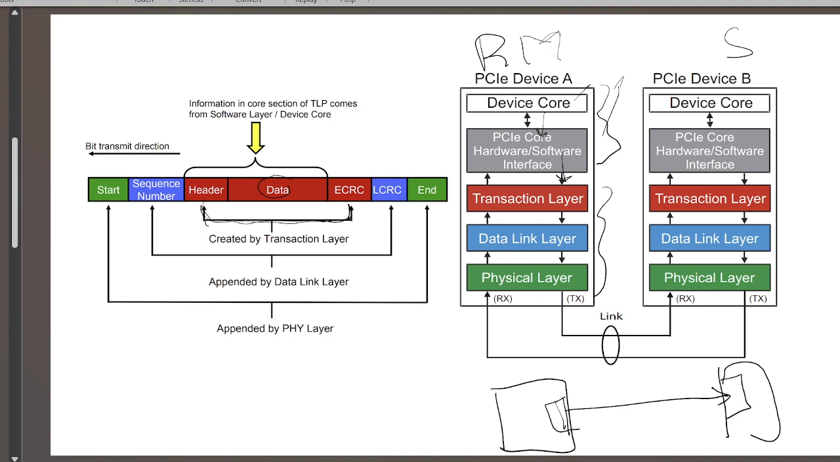So the transaction layer, from whatever data is coming from the top layers, will add a header and ECRC to that data. After the transaction layer packet is generated, it goes to the data link layer. The data link layer adds a sequence number and LCRC. After that, the physical layer will add a boundary condition. It will mark the start and end, like when the packet is going to start and when the packet is going to end.